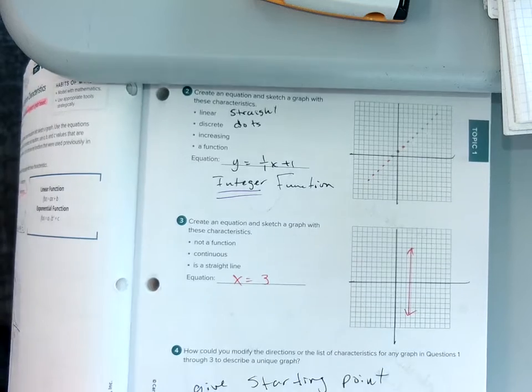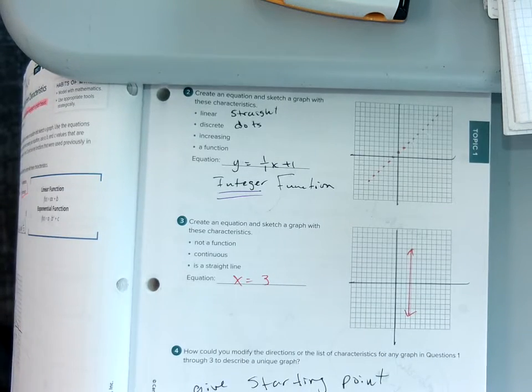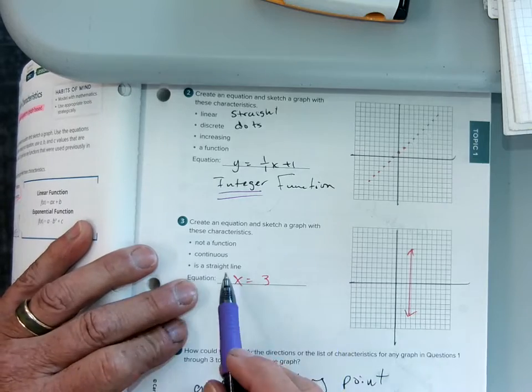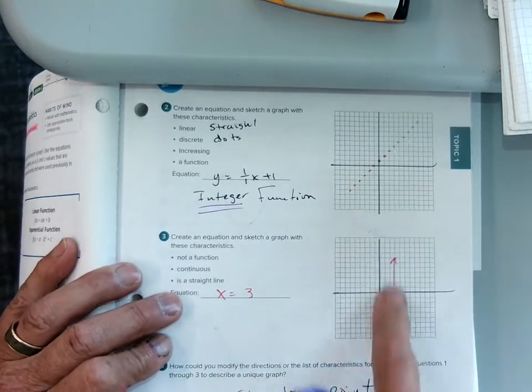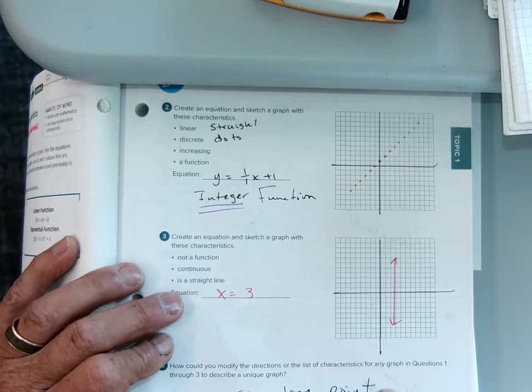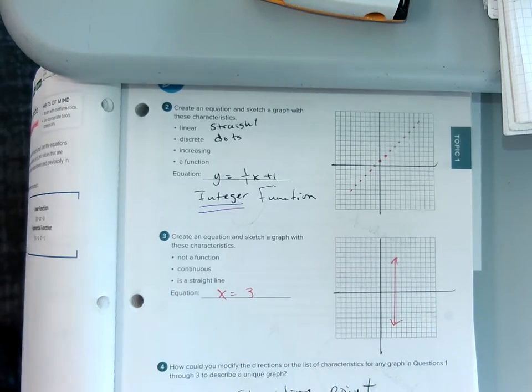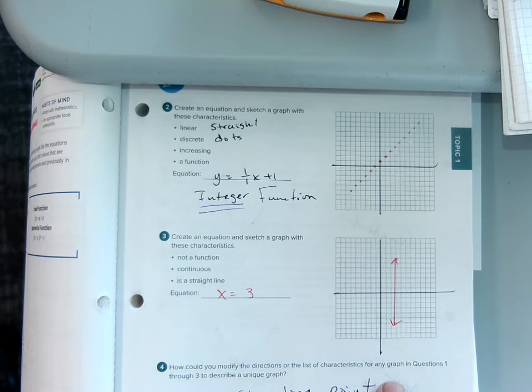Number 3, create an equation and sketch the graph with these characteristics, not a function, okay? It's got to be a continuous, straight line. So then Cordy said, how about a vertical line? I'm like, yeah, that's exactly right. I chose 3. We could have put the vertical line anywhere. So an equation of x equals 3 would give me a non-function linear straight line.